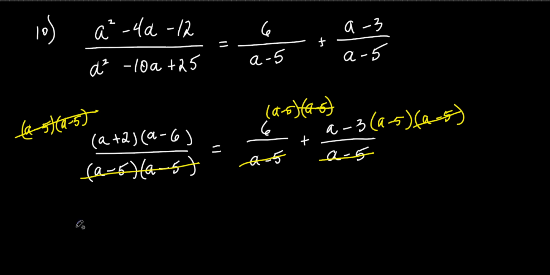So the first would be what? A squared. Let's do the outside and inside at the same time. I think we're at a point now where we should be able to do that. So it's a times negative 6, which is negative 6a, plus 2a. Can you do that in your head? Negative 6a plus 2a? Negative 4a.